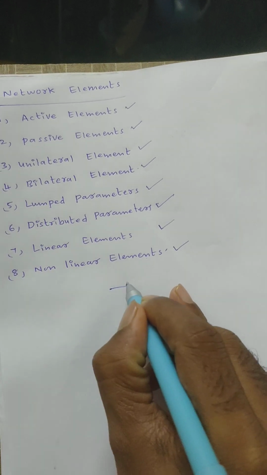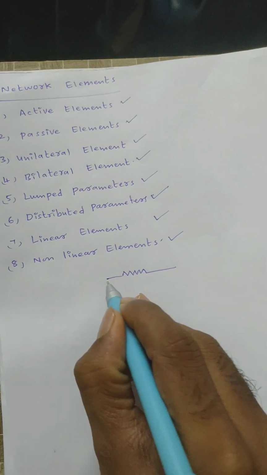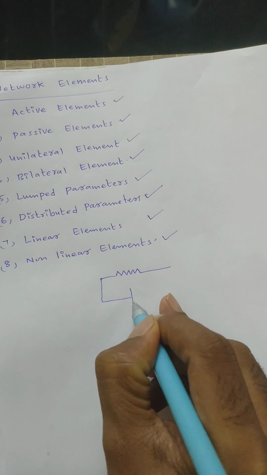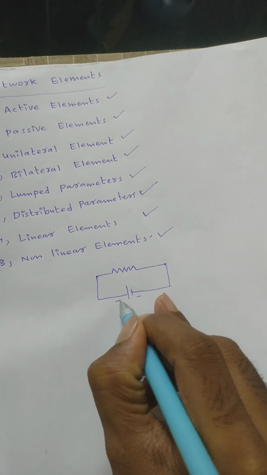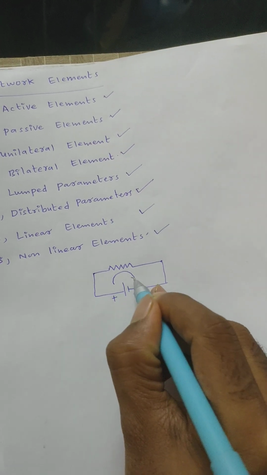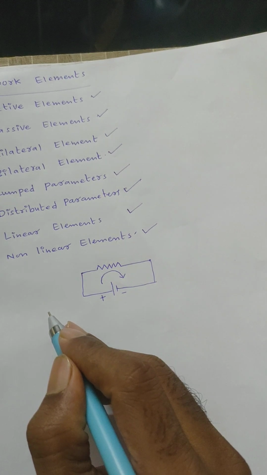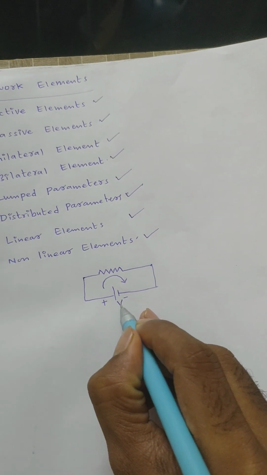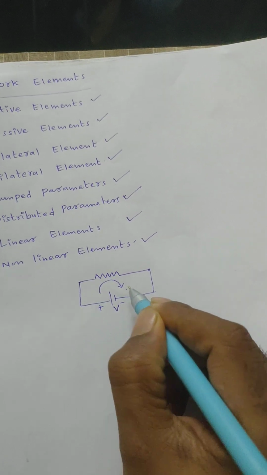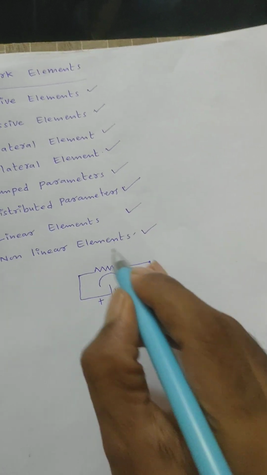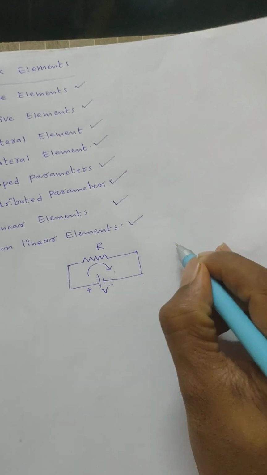Let us consider a resistor and apply a battery voltage of V volts. If we give this battery voltage, current is flowing, and energy is either I square R into T or V square by R into T. That means because of the presence of voltage, energy is produced in the circuit. The element which gives energy to the circuit is an active element. Here it is a voltage source.